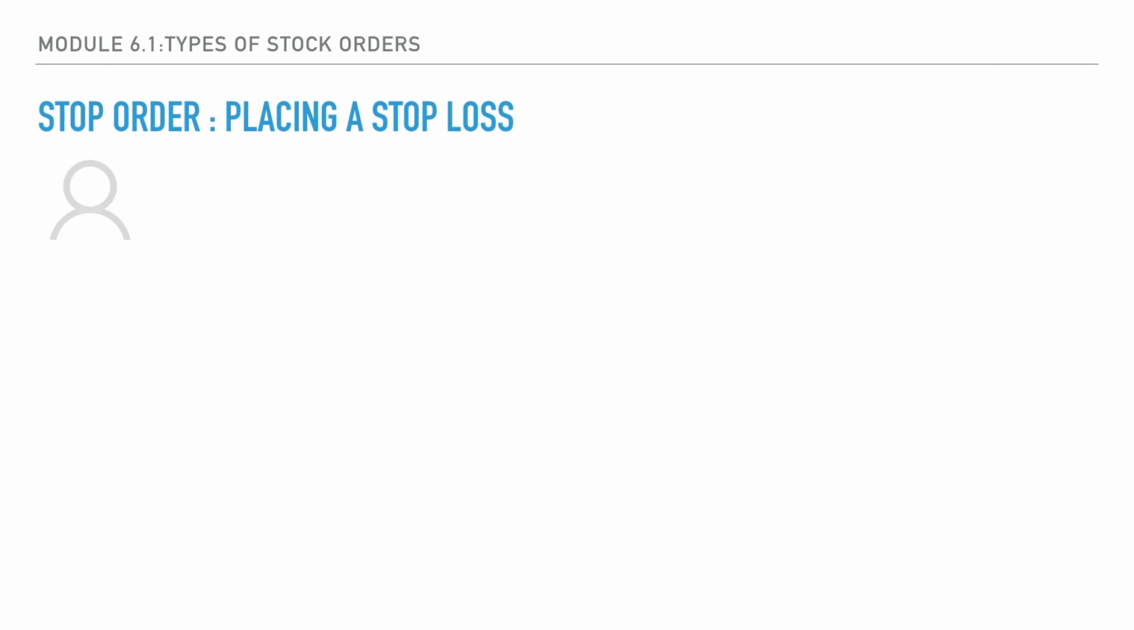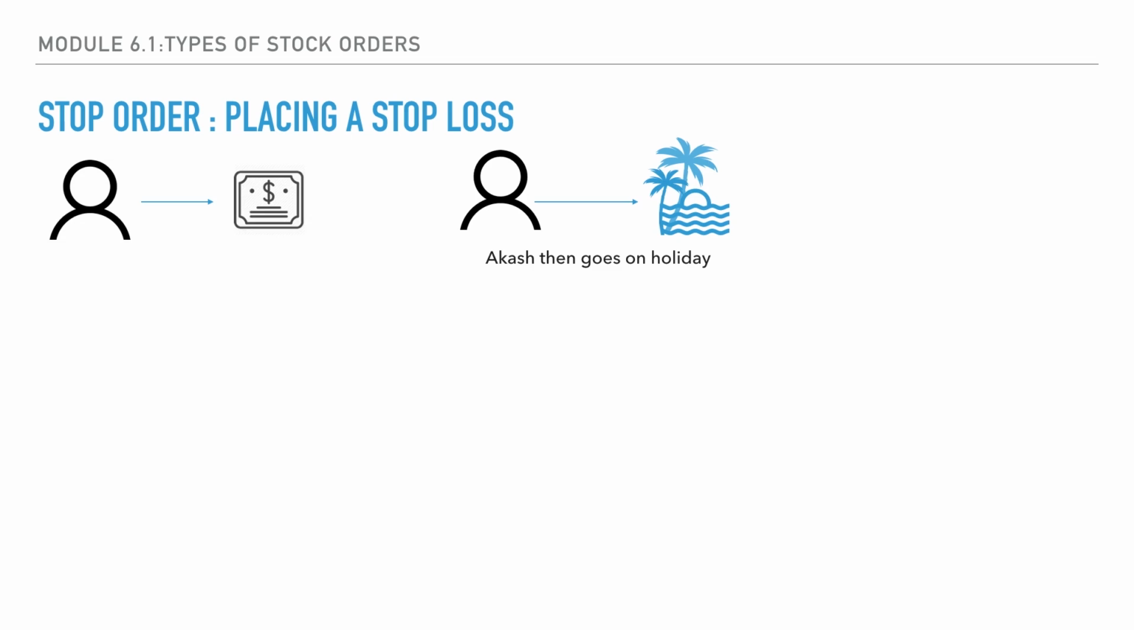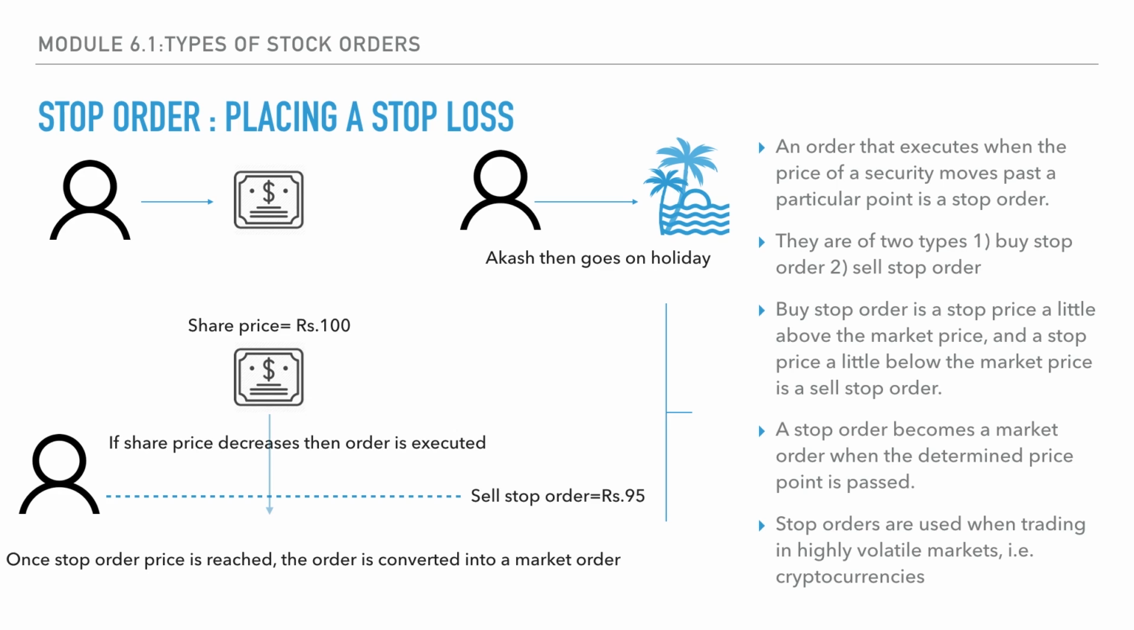Let's understand how. Say you want to buy 20 shares, you have bought 20 shares at 100 rupees each. Then you go on a holiday and you forget about that stock. Then the stock price goes down and reaches say 95 rupees. You have placed a stop limit order at 95 rupees.